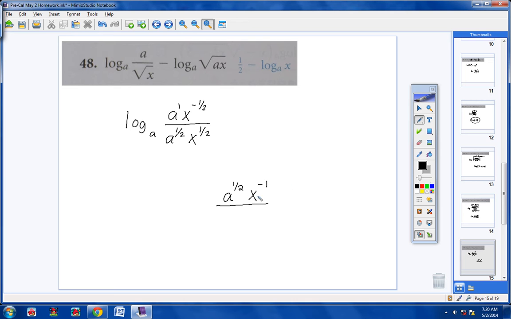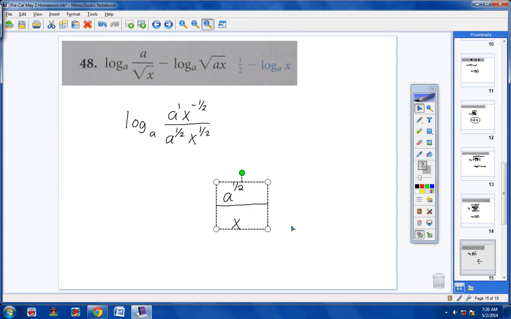Now, of course, I don't want x to the negative 1, so I'm going to take my x to the negative 1, and I'm going to bring it down to the denominator. And when I do that, my exponent will then become positive. Okay, so x to the 1 power. And of course, x to the 1 power is really just x, okay? So there we go.